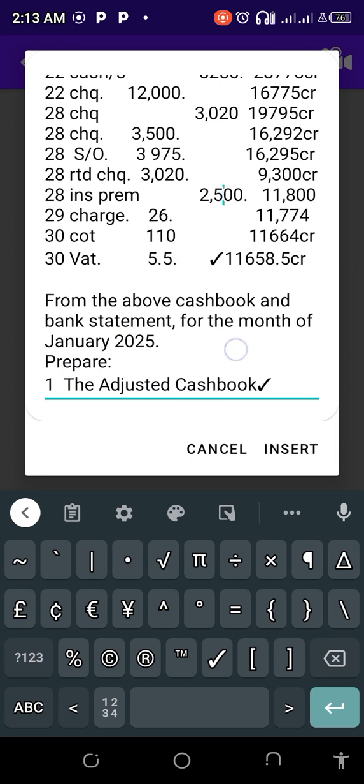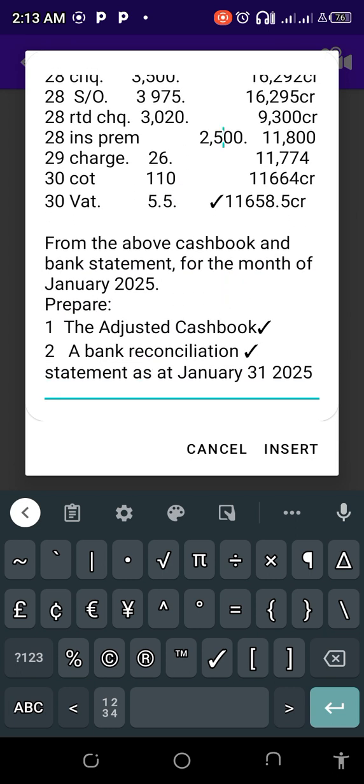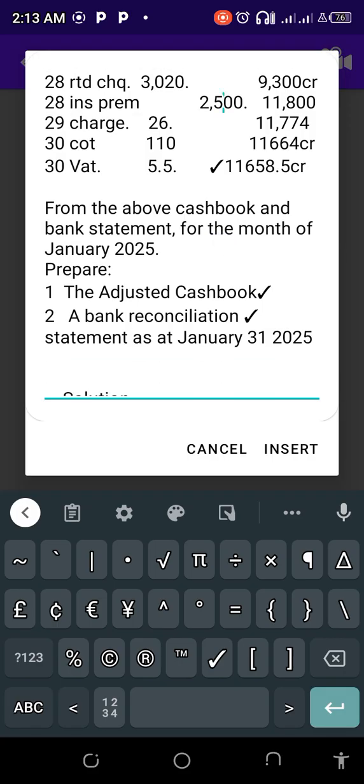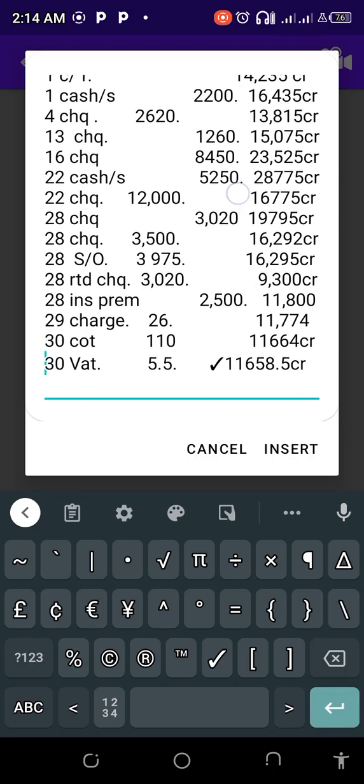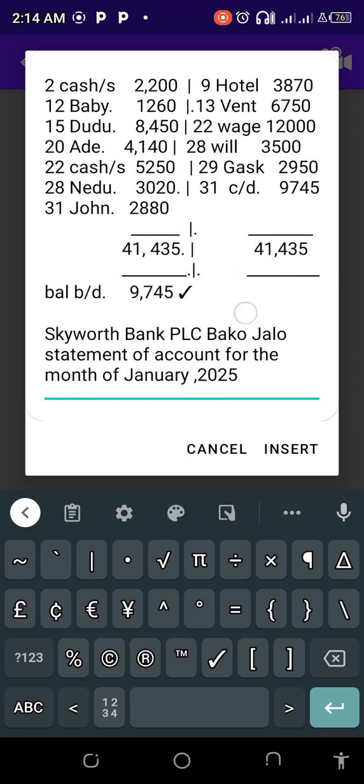Now the question says, from the above cash book and bank statement for the month of January 2025, one, prepare the adjusted cash book, and two, prepare the bank reconciliation statement as at January 31st, 2025. Now, let us attempt to solve this question.